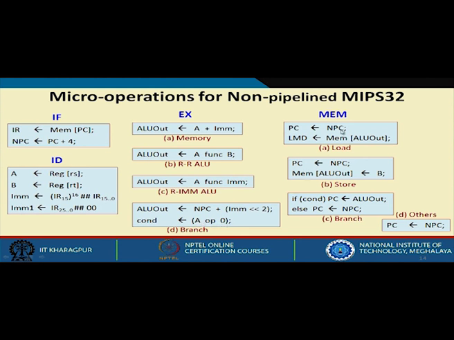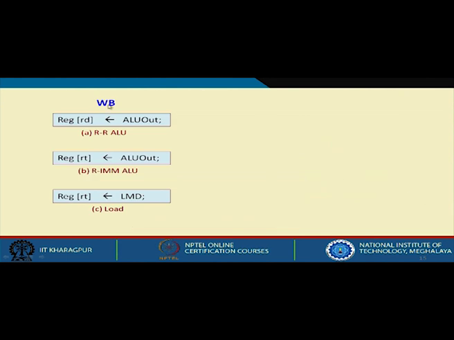And during the MEM operation, if it is a load instruction, we do a memory read. If it is a store instruction, we do a memory write. If it is a branch instruction, we are simply checking the condition, and based on that, we update the PC with ALU out or with NPC. But if it is any other instruction, simply PC equals NPC. So, PC is getting updated much later here. This is one observation. And in the write-back stage, we are storing either the ALU output or, for a load instruction, the output from the memory into the register.